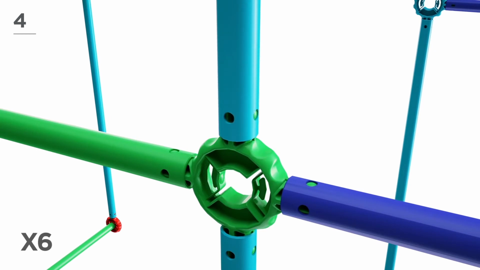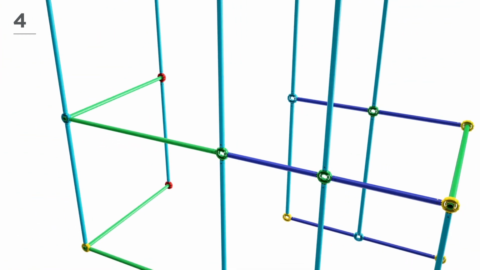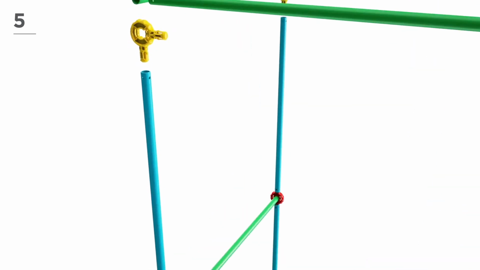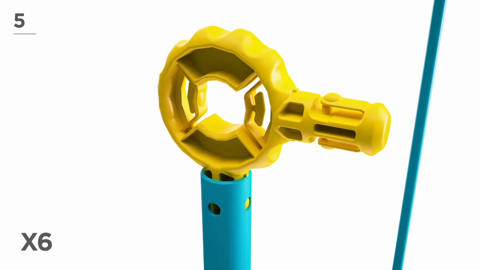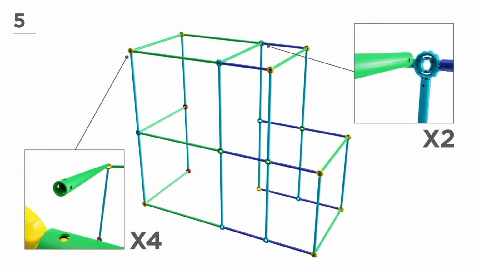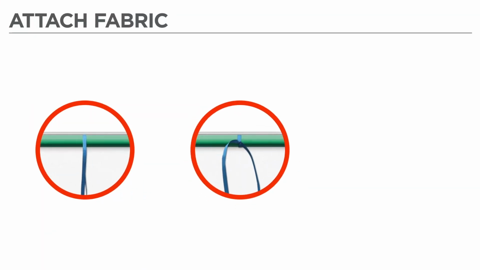You're almost complete! Now, with 5 green poles, 2 purple poles, 4 yellow connectors, and 2 blue connectors, snap and click all parts together, as shown here. Attach the fabric cover by tying into place.